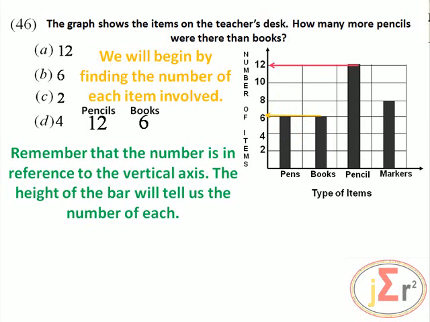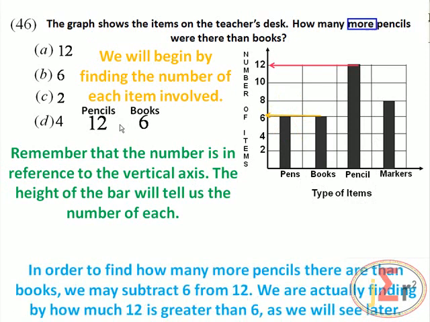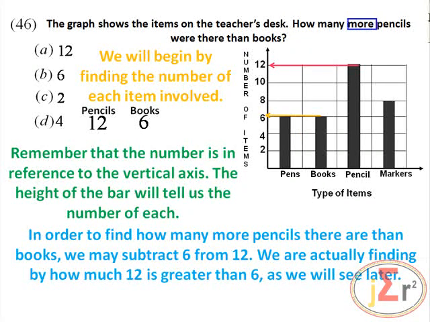More, see? We are emphasizing the word more. To find out how many more, what do we do? Minus. We will take away. So in order to find how many more pencils there are than books, we may subtract 6 from 12. We are actually finding by how much 12 is greater than 6, as we will see later.